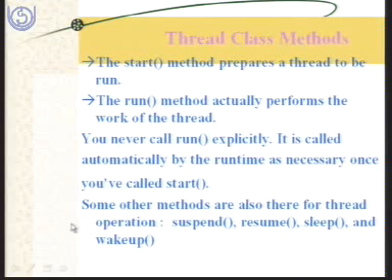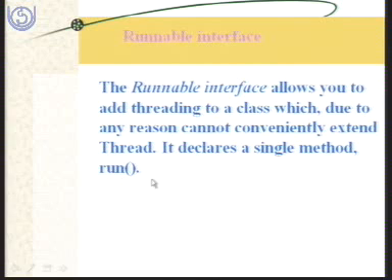Now, in addition to these start and run methods, there are some other methods also. These methods are extensively used in multi-threaded programming: suspend, resume, sleep and wakeup. In our discussion, we will see what the sleep method is and how it can be used in multi-threaded programming by an example. Now, let me see the next one, that is the Runnable interface. This interface allows you to add threading to a class which, for any reason, cannot conveniently extend Thread, or does not want to extend the Thread class.